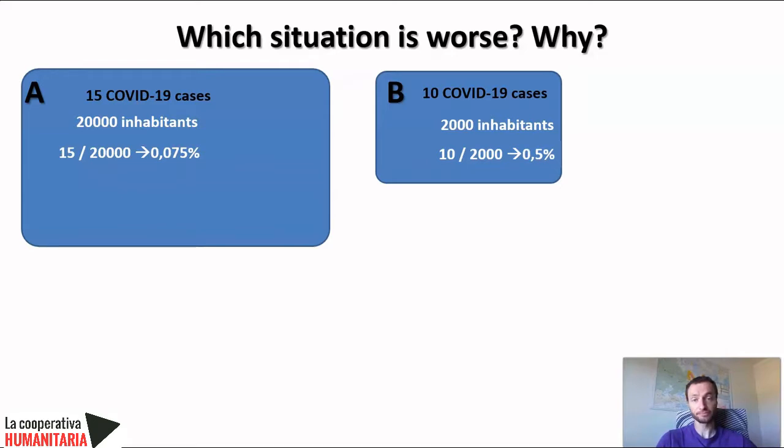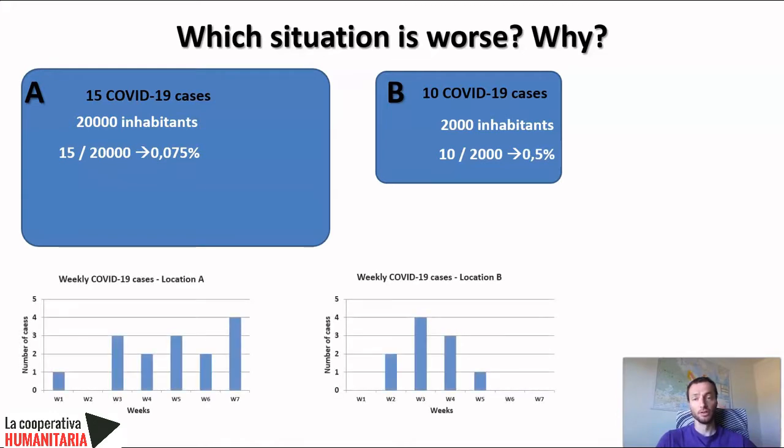Let's see. And if we have more information, perhaps that would be the situation. We still do not know, and we need more information to take the decision. So now we add this information. It's the graph of cases per week. Okay, we can see in A and B.